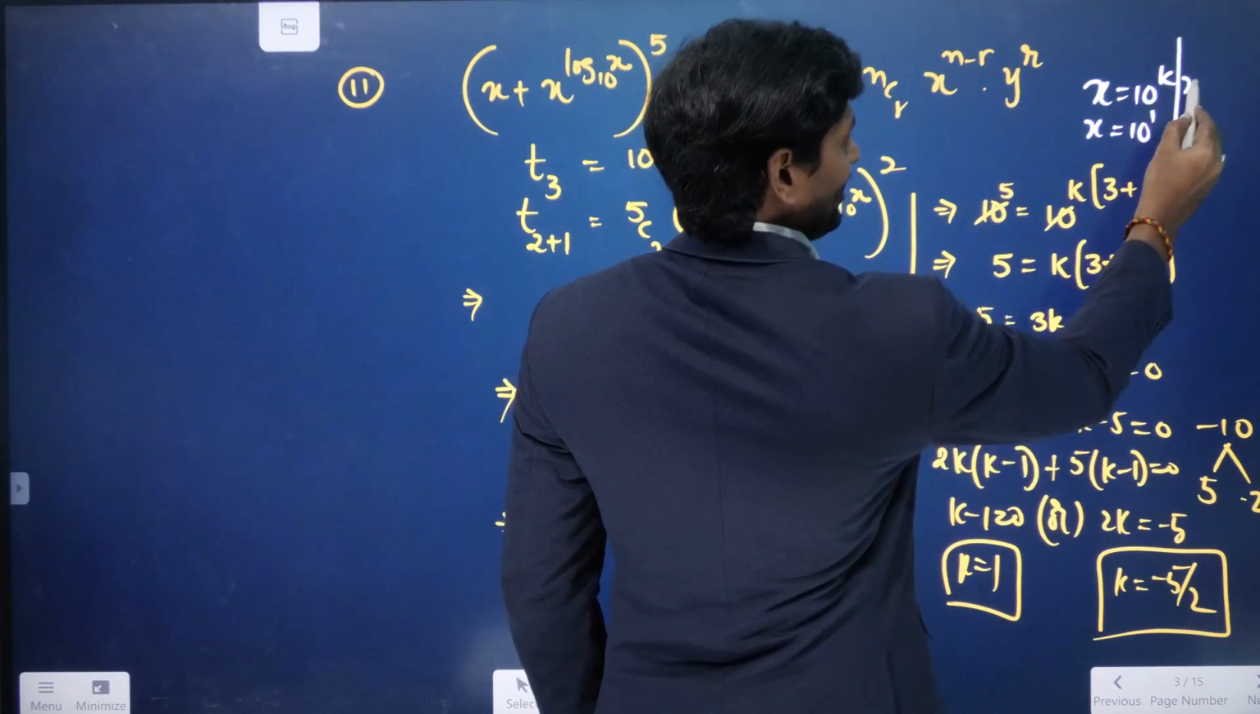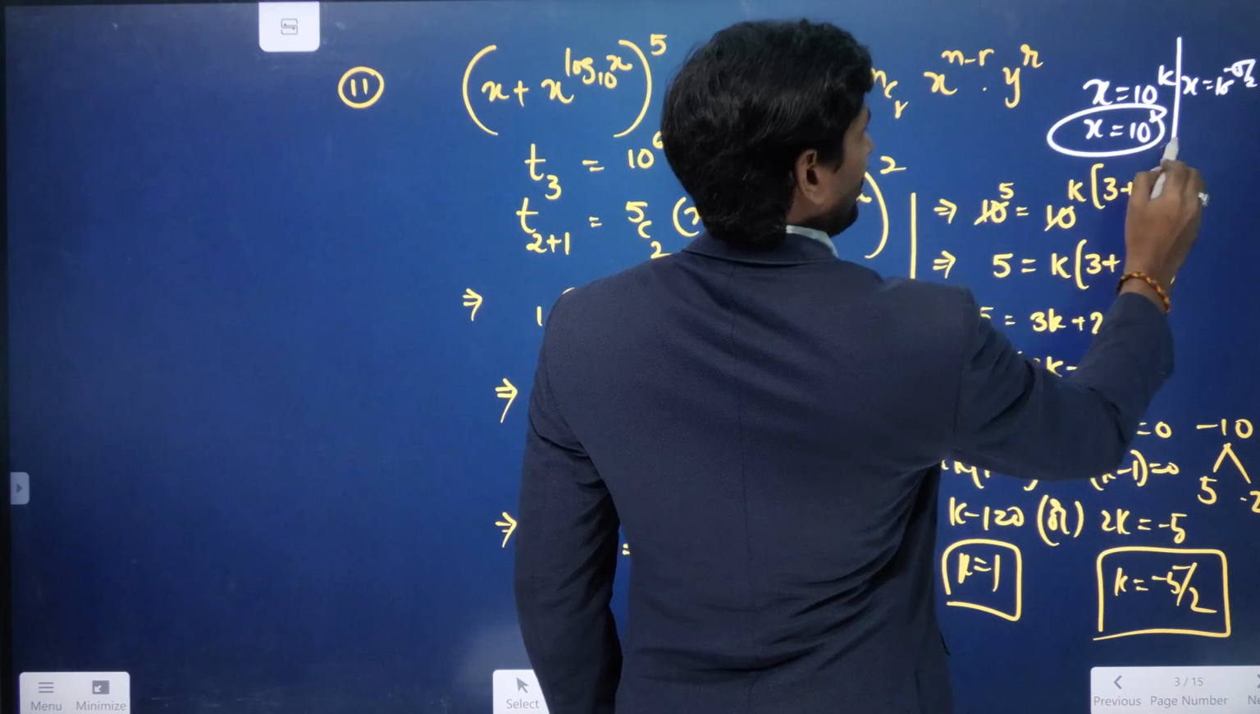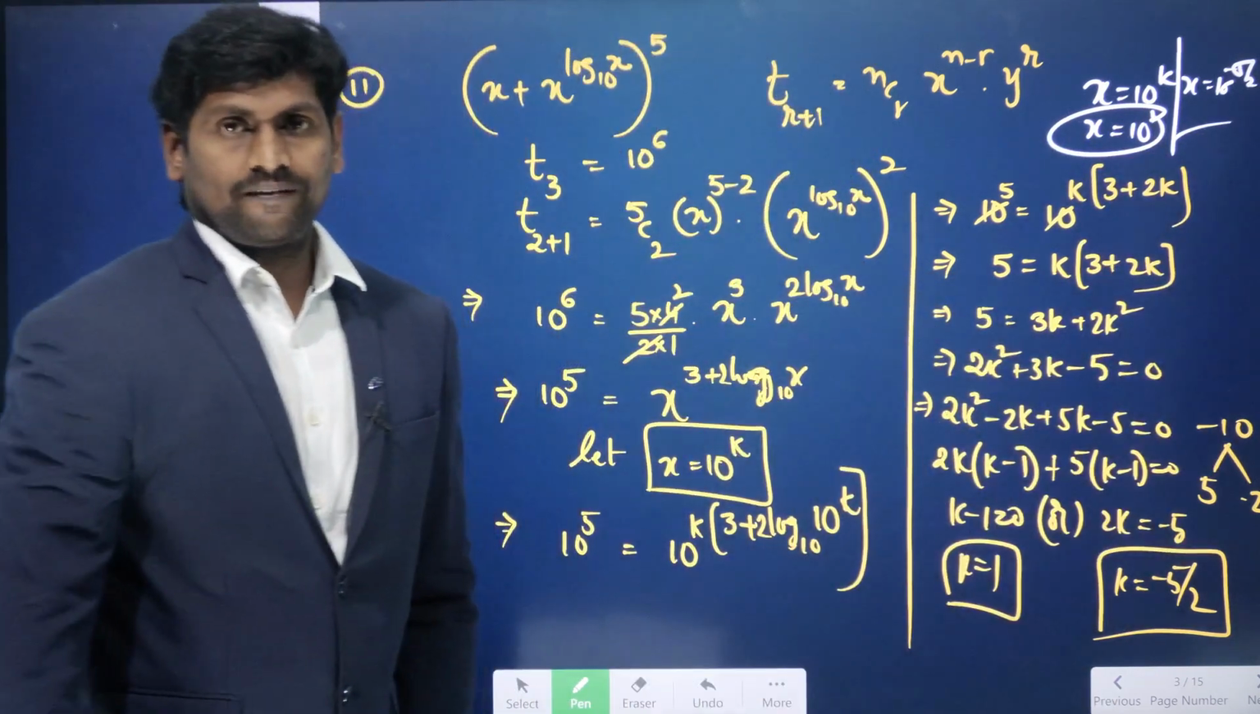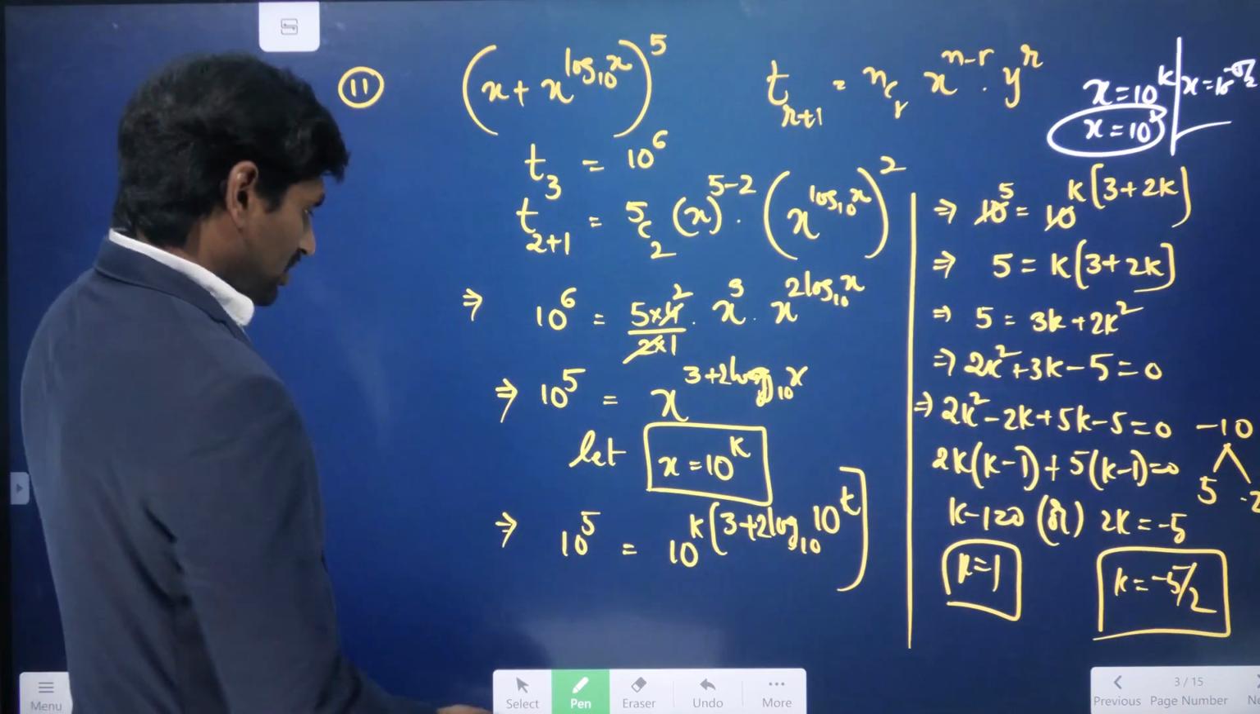Our second case is 10 power minus 5 by 2. So we will have the positive value 10 power 1, nothing but 10. Okay? So we will go to the next problem. So let us go to the next problem.